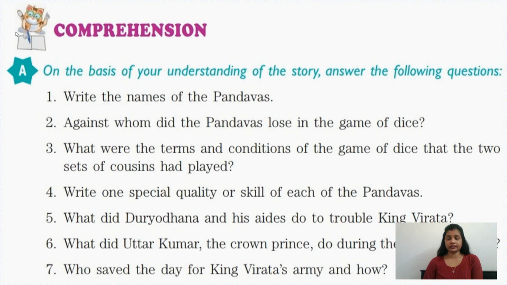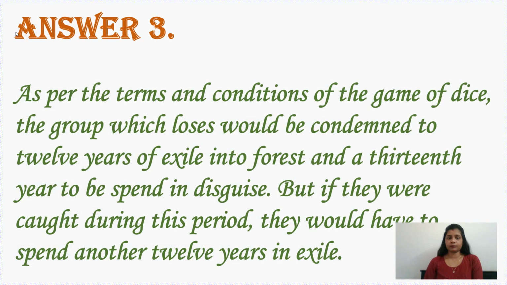Now question number 3. What were the terms and conditions of the game of dice that the two sets of cousins had played? So again the question is in past tense. So we have to write like this. As per the terms and conditions of the game of dice, the group that lost would be condemned to 12 years of exile into the forest and a 13th year to be spent in disguise. But if they were caught during this period, they would have to spend another 12 years in exile.